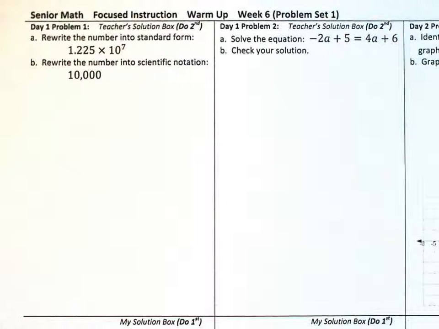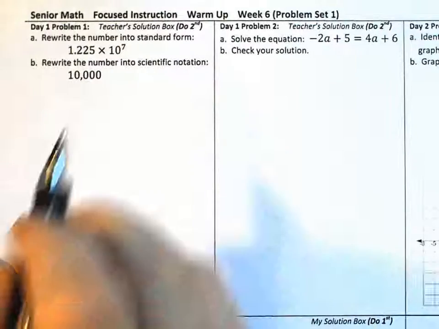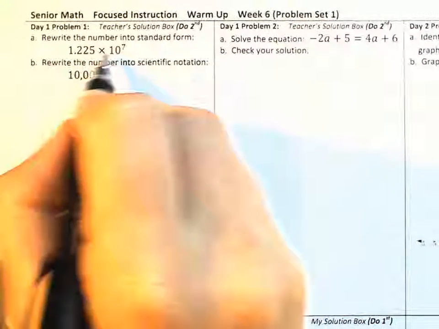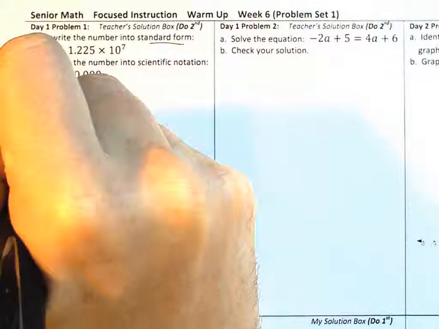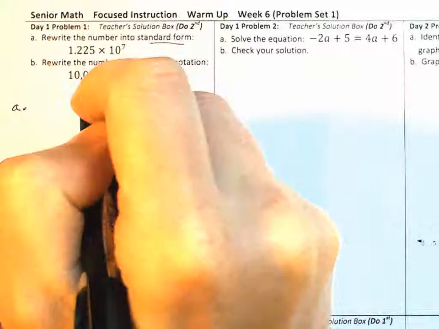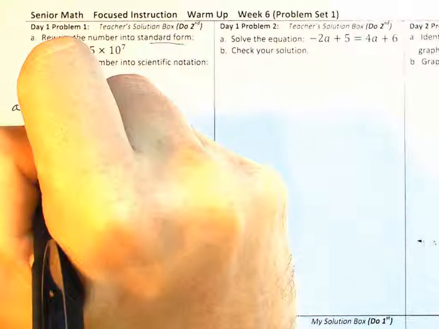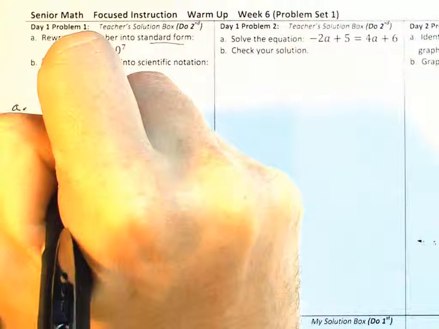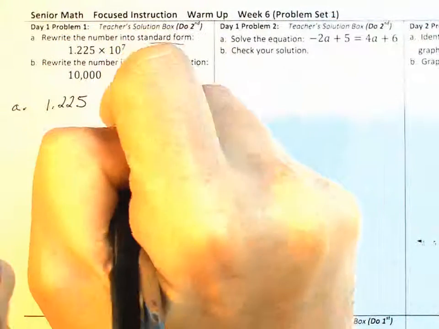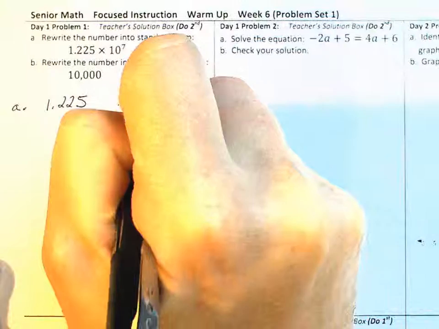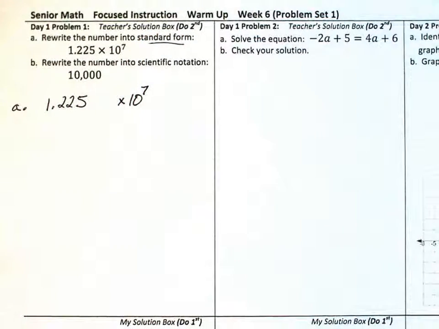Here's the solution for day 1, problem 1. Question A, rewrite this number into standard form. So let's begin by copying down that scientific notation number. And then we can figure out what it will look like as a standard number.